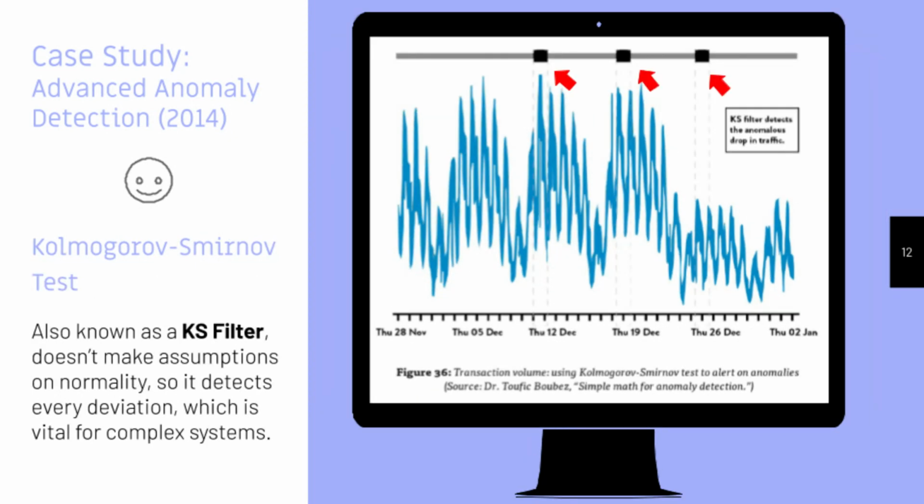Here we see the Kolmogorov-Smirnov test, also known as a KS filter, which makes no assumptions on normality. For our case study, this means it catches all 3 alerts, including the Monday drop-off that was missed with the 3 standard deviation method. This is critical in complex systems, allowing us to understand what is going on at various levels.